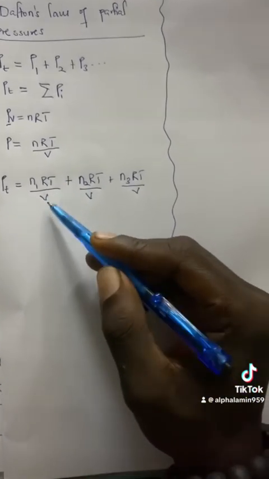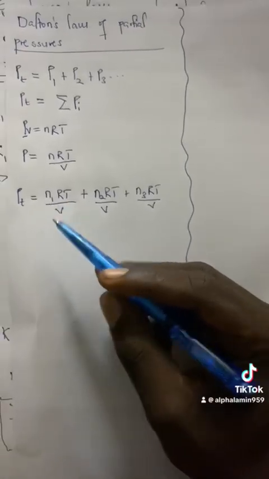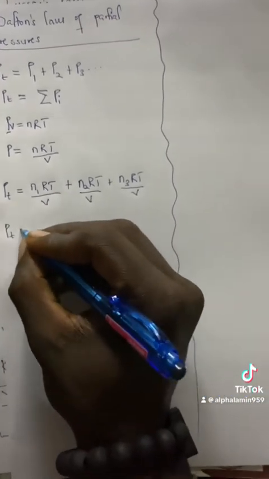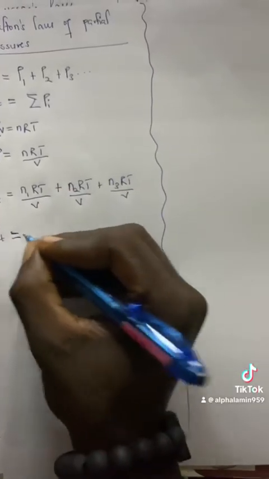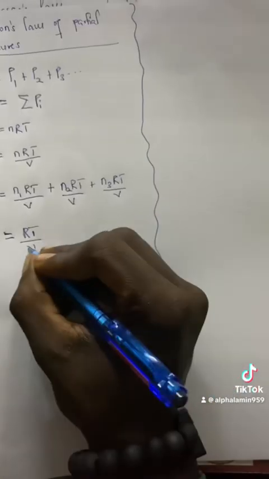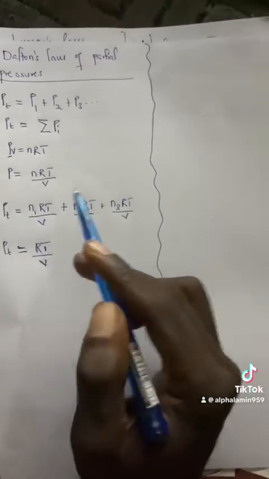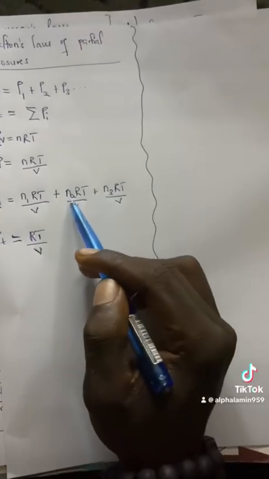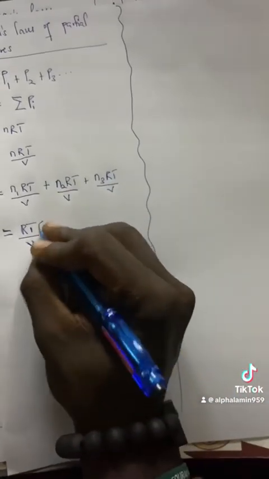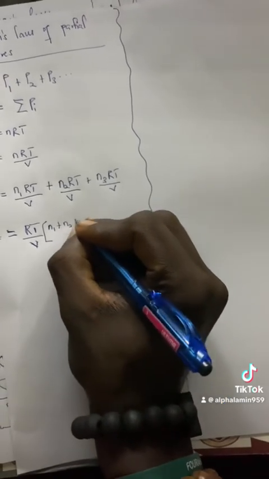So if you look at these, you notice that we have a common term. The common term is RT over V, RT over V, RT over V. The only thing that is changing is what? The number of moles. So we are going to factorize RT over V out. We'll bring it outside. If we remove RT over V here, we'll be left with N1. Remove RT over V here, we'll be left with N2. Remove RT over V, we're left with N3. So this will be RT over V into N1 plus N2 plus N3.